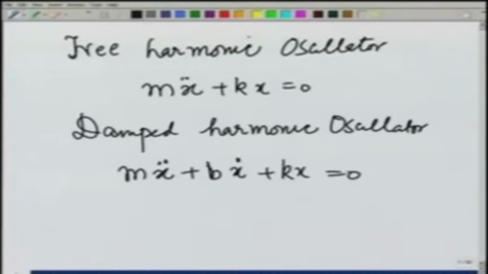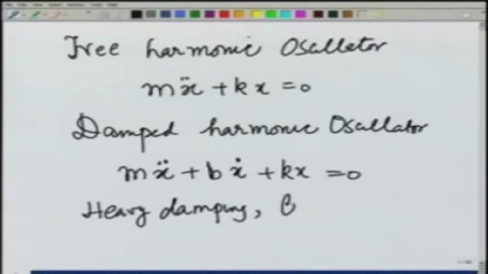We defined the quality factor, and looked at this damped oscillator in the region of heavy damping, critical damping, and light damping.